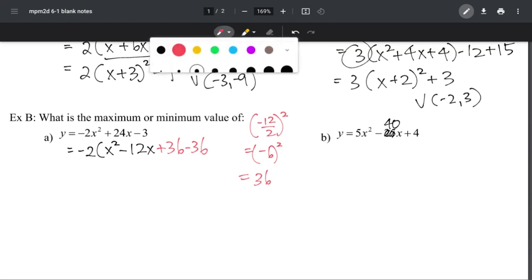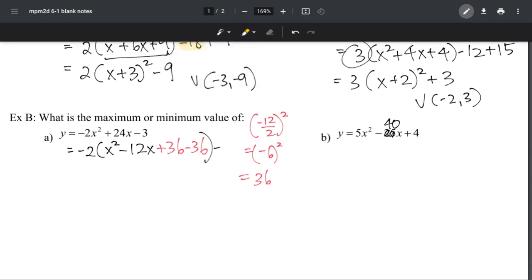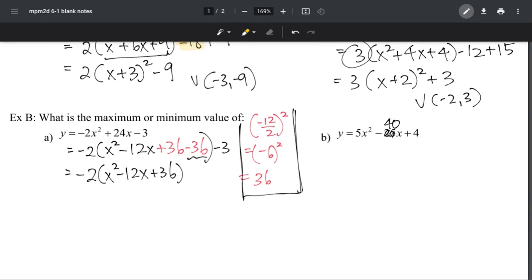If you feel uncomfortable skipping that step, you don't have to do that. You can show extra steps. That's totally fine. But if you're the type of person who likes to skip steps, that's a good one to skip, because you're kind of doing the 2 things separately anyways. Okay, kicking out that negative 36, always kicking out the negative. Negative 2 times negative 36 is positive 72 minus 3. So I get negative 2 times x minus 6 squared plus 72 minus 3 is 69.